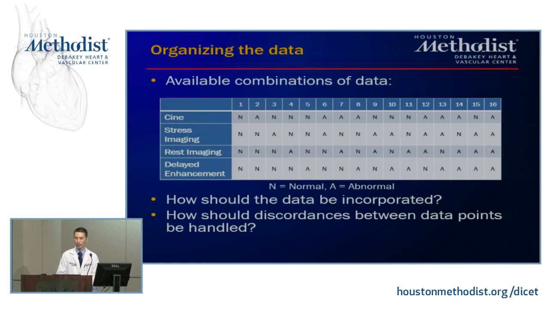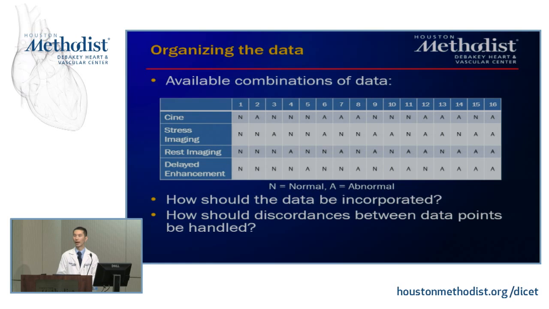Okay. So I showed you what CMR is capable of. We can get cine information. We can get wall motion abnormality information on the heart in these patients. We can actually get stress data and rest data on these patients as well. And we can also get delayed enhancement showing whether or not there's been prior infarct in these patients.